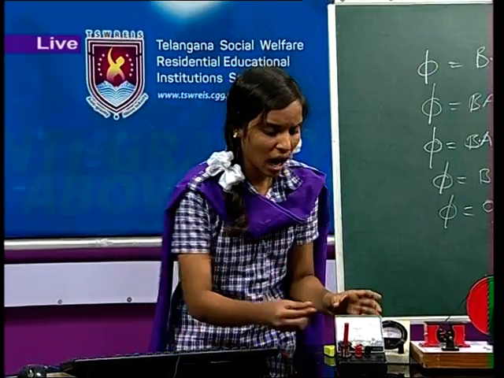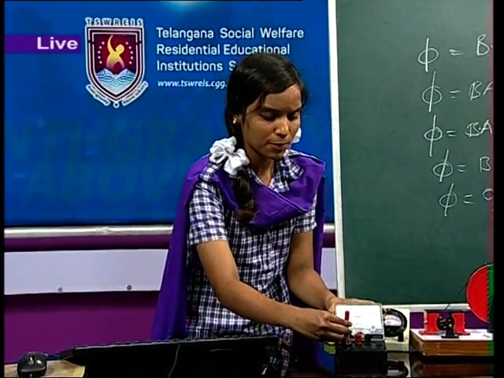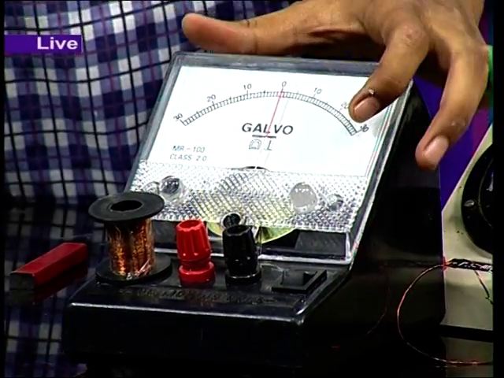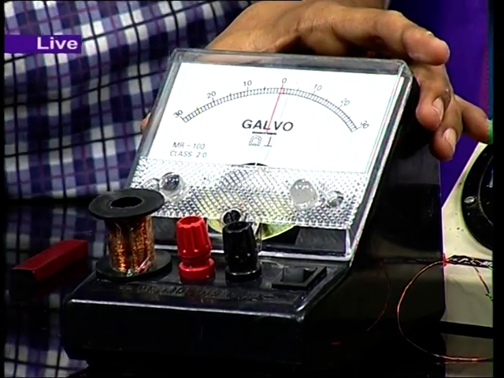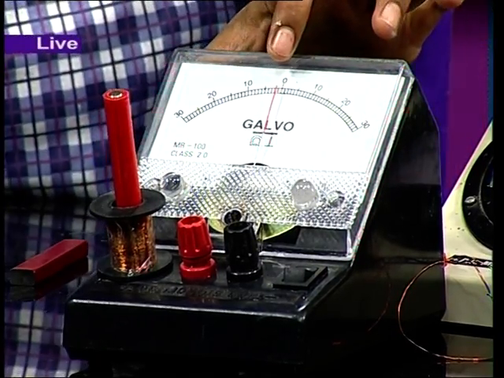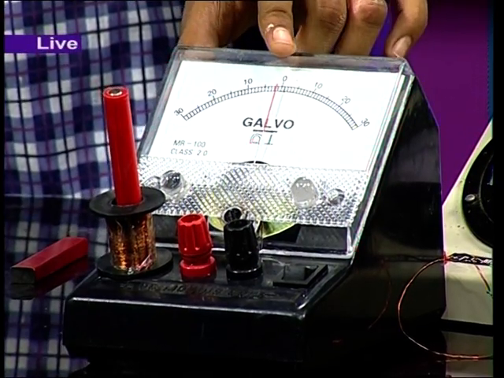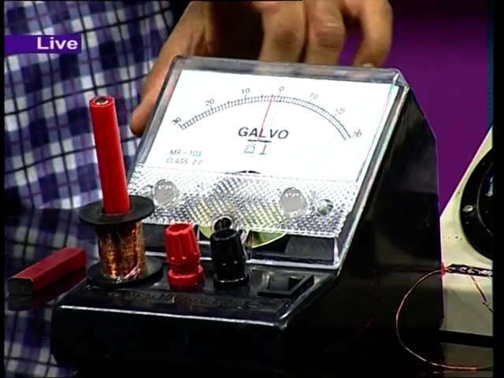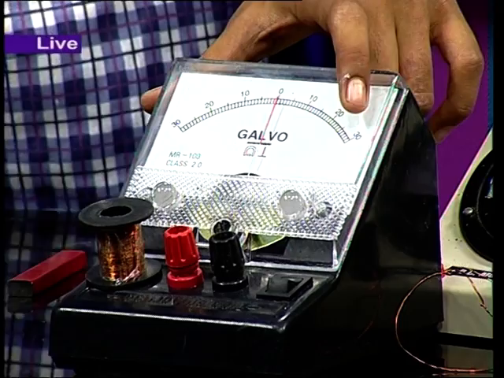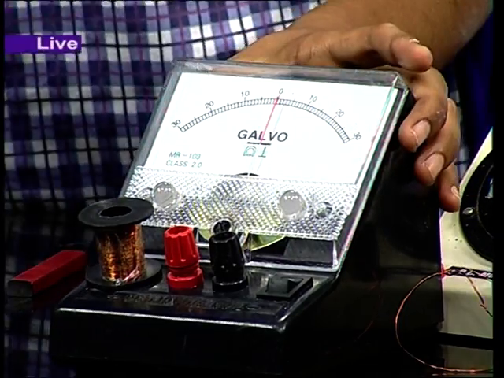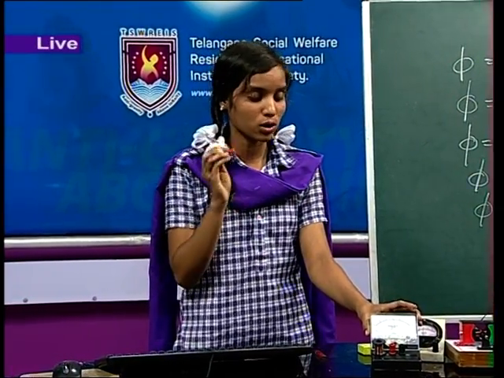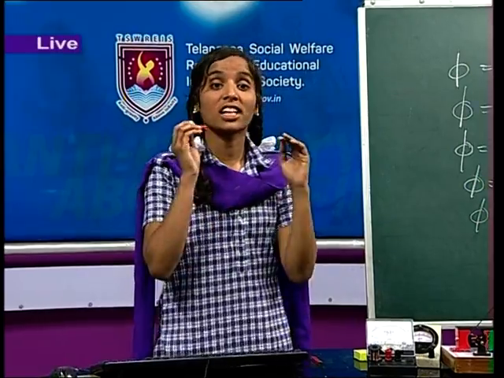Now again let me observe briefly. When I am removing the magnet, again there is a deflection towards the right. Let us observe once again. When I insert it, what is the direction of the deflection? Yes, the direction of the deflection is towards the left, and when I remove it, the direction is towards the right. So friends, we can say that the deflection in the galvanometer indicates that current is induced in this coil, and the direction of the deflection indicates the direction of the induced current.